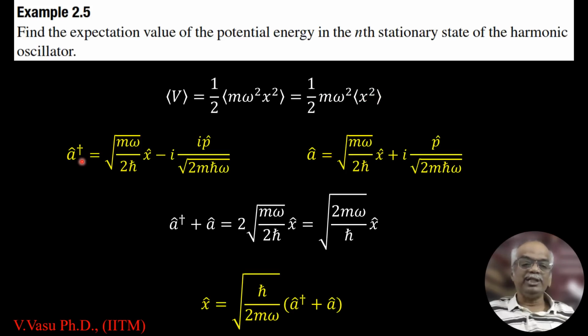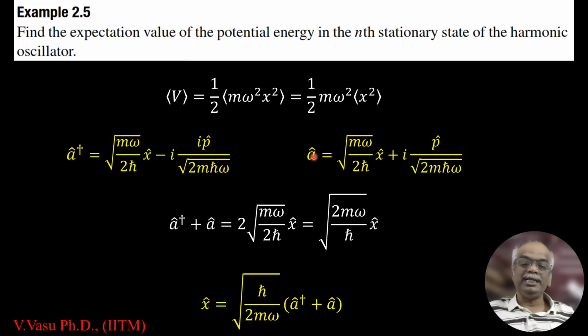Now we know the creation operator is, by definition, a dagger equal to square root of m omega over 2 h cross, x hat minus i p hat, over square root of 2 m h cross omega.